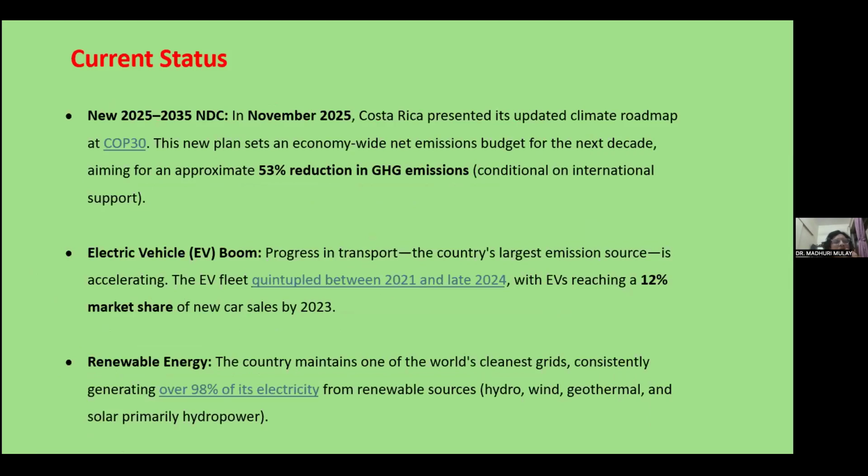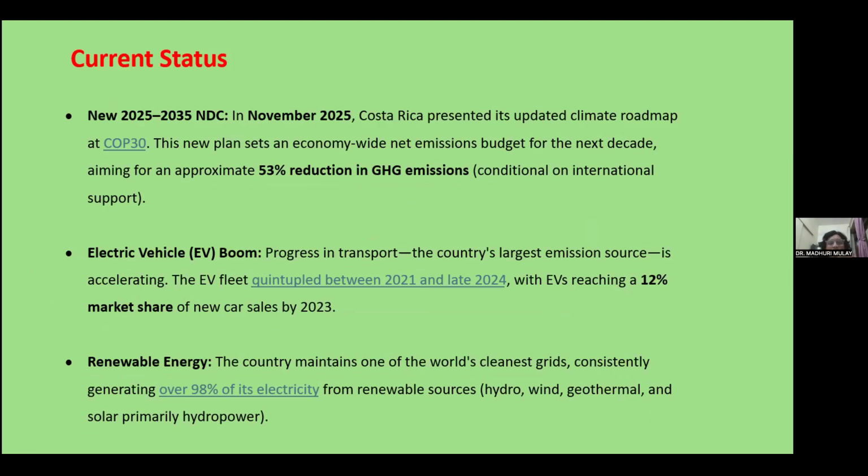So this is the current status. Costa Rica presented its updated climate roadmap at COP30. This new plan sets an economy-wide net emissions budget for the next decade, aiming for an approximate 53% reduction in GHG emissions. Electric vehicle boom.